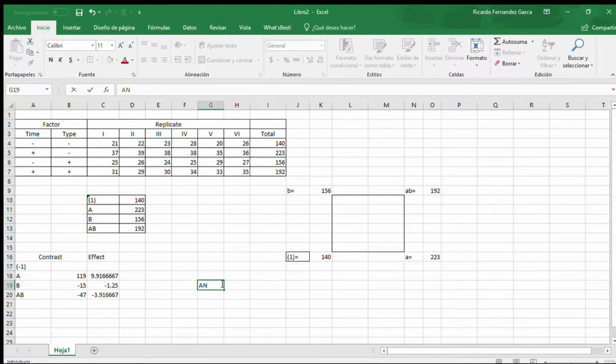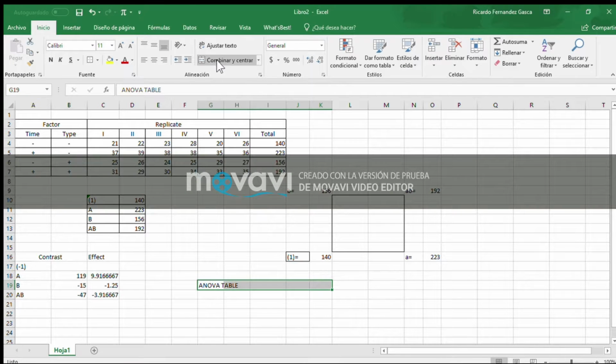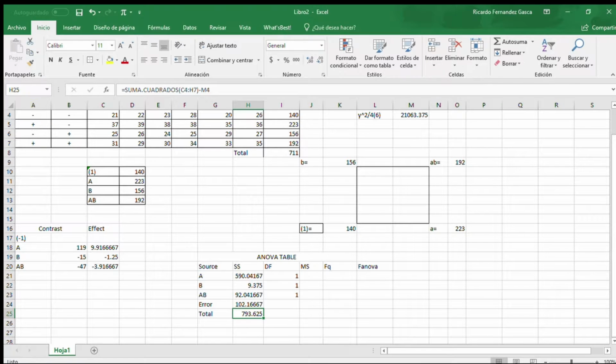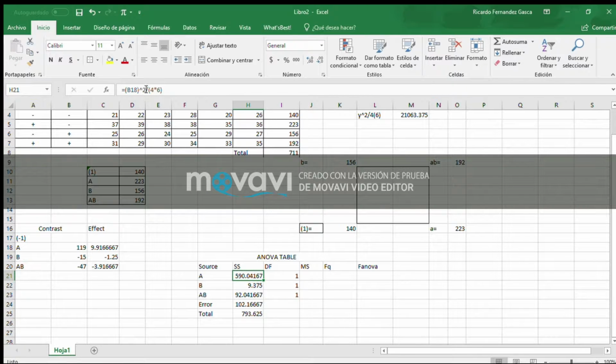So here's our ANOVA table. In this ANOVA table, we are trying to see which effects have a significance in our process. So here we go. Okay, so we are now in this ANOVA table, and I already put the different formulas. Here, in order to get the sum of squares of each, we use the contrast squared, and we divide it by 4 times n, and n in this case is 6.